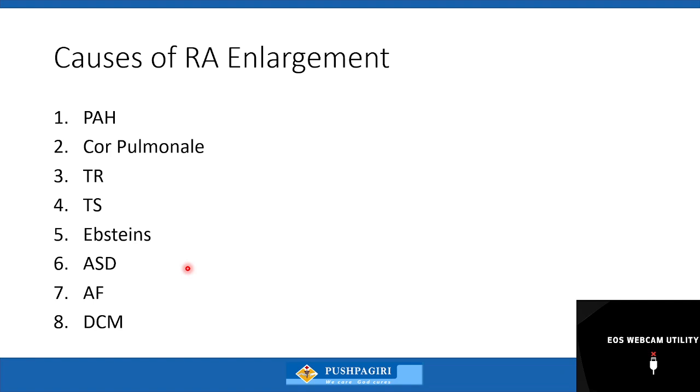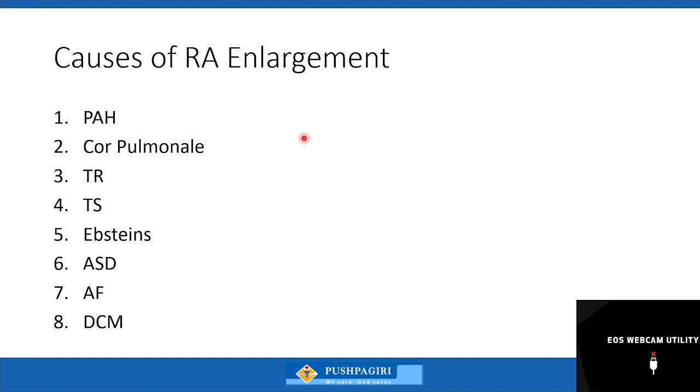See, AF per se is not a really major cause for RA enlargement, because AF may be something which happens with other diseases. For example, the patient may be having hypertension, the patient may be having ischemic heart disease, all of them can cause AF. So all this RA enlargement happens when there is right ventricular failure.